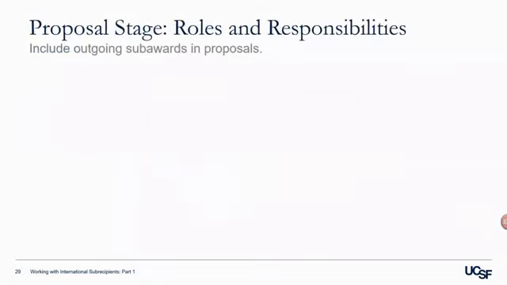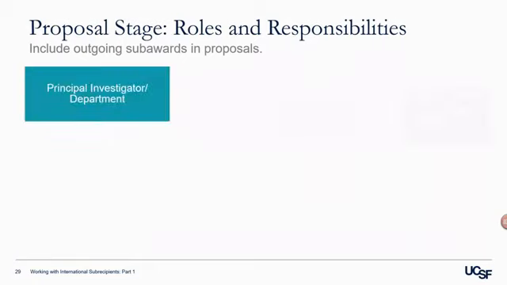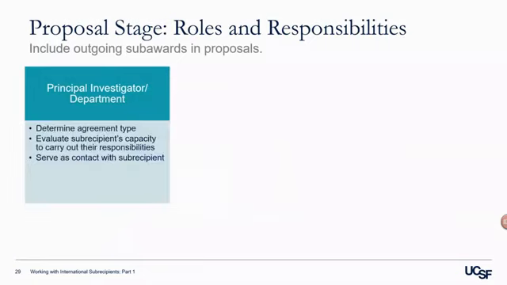I want to break each of these stages or phases that I just went through down in a little more detail to talk about the roles and responsibilities in each of these phases of the project. During the proposal stage, the principal investigator is responsible for determining the correct agreement type. The PI should be evaluating the subrecipient's capacity to carry out their responsibilities, making sure that they're able to meet the requirements of their scope of work, of any award terms and conditions, if it's a subaward, etc., and also serving as the contact with the subrecipient.